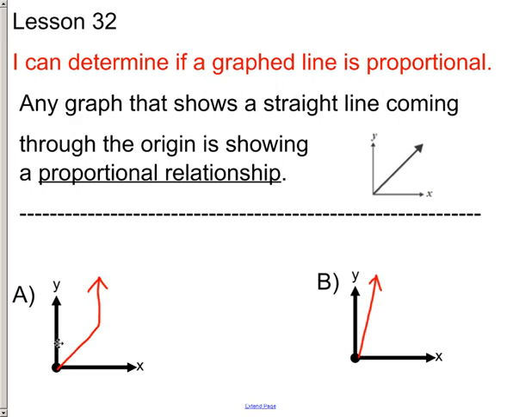Okay, A, is it proportional? No, just because it's through the origin is not enough. It also has to be a perfectly straight line, and as you can see, it kind of turns and twists right here. B, yes.